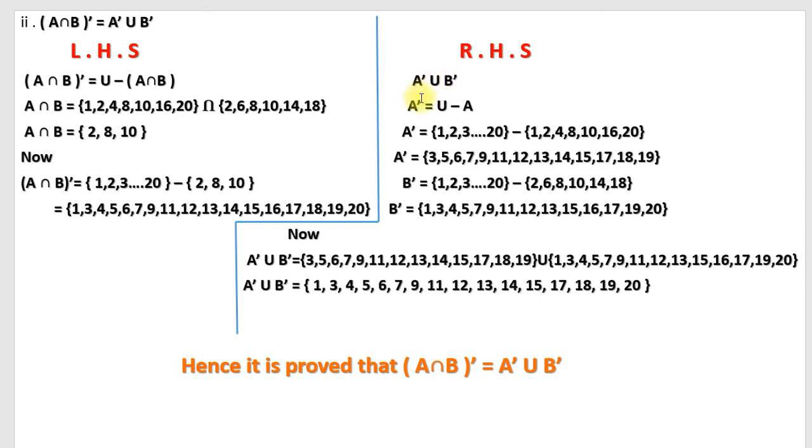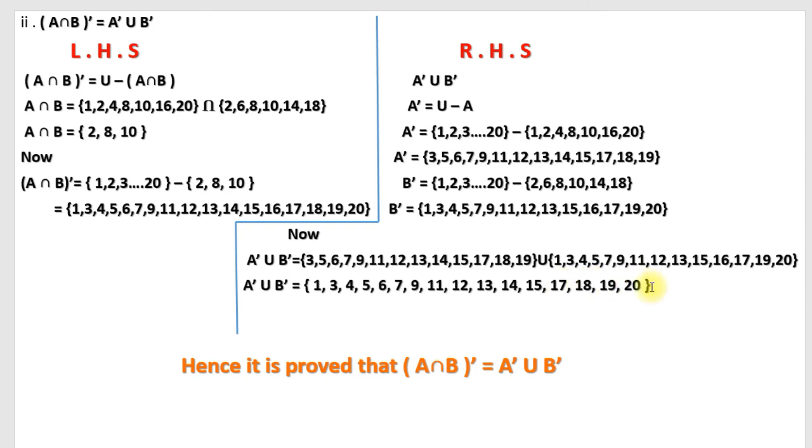Now between them there is union. So now both answers we'll write and find the union. First I'll write the answer of A complement, then write union and then write the answer of B complement. What we do in union, we'll write both sets' elements together, and any element that is repeating we'll write one time. So 1, 3, 4, 5, 6, 7, 9, 11, 12, 13, 14, 15, 17, 18, 19 and 20.